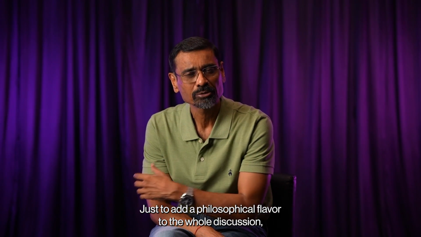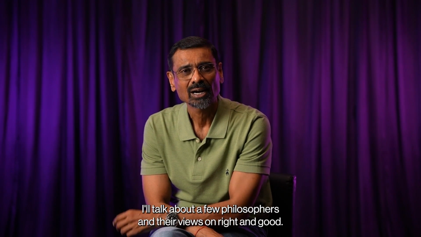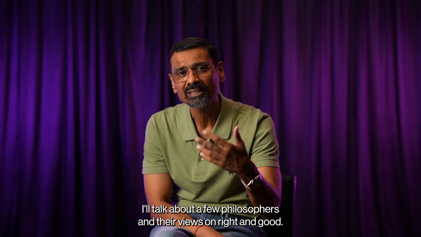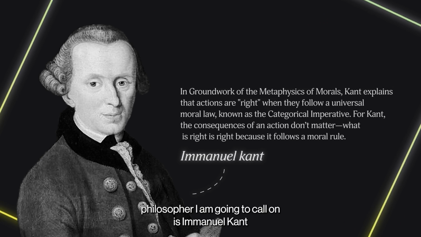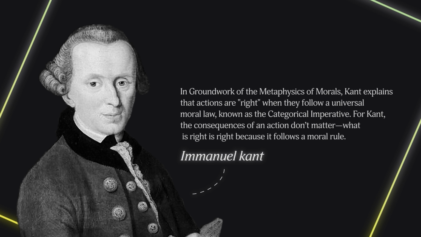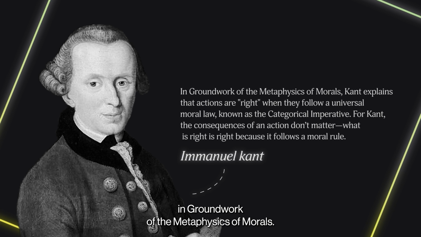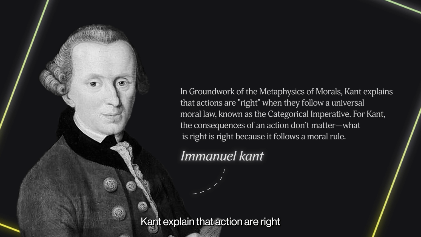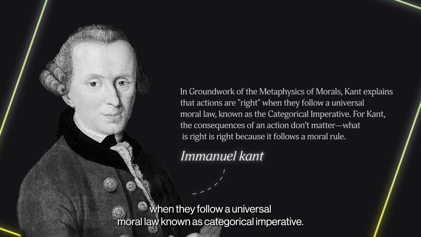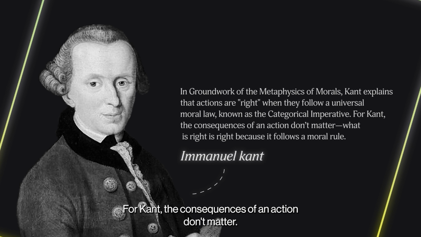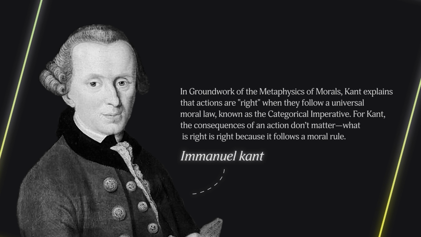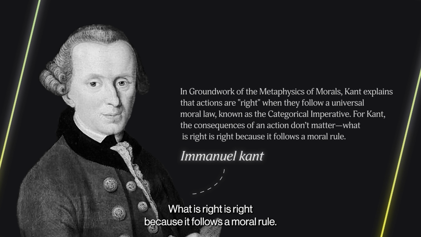Just to add a philosophical flavor to the whole discussion, I'll talk about a few philosophers and their views on right and good. The first philosopher I'm going to call on is Immanuel Kant. In Groundwork of the Metaphysics of Morals, Kant explains that actions are right when they follow a universal moral law, known as categorical imperative. For Kant, the consequences of an action don't matter. What is right is right because it follows a moral rule. Look at the last words.